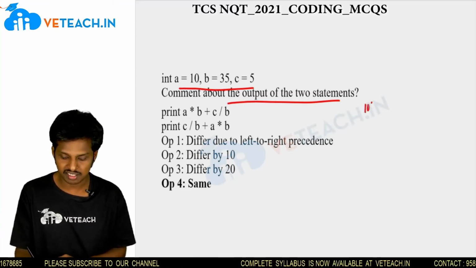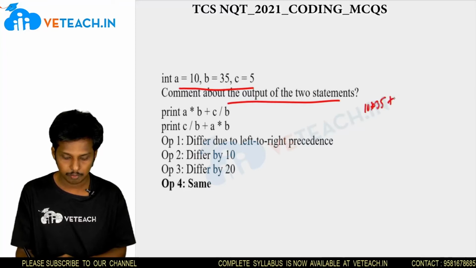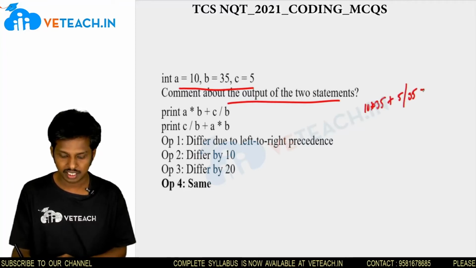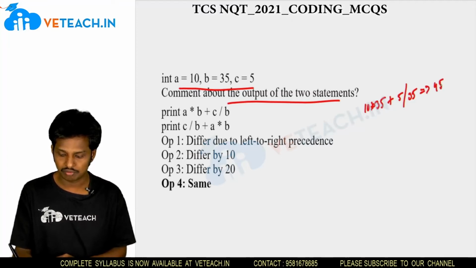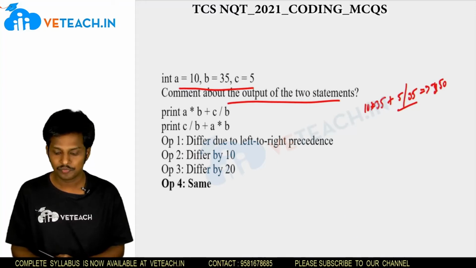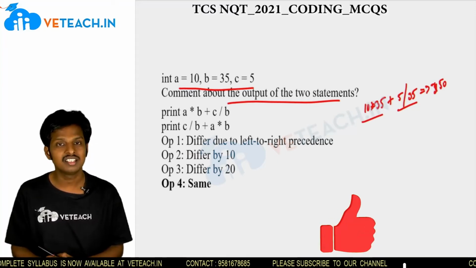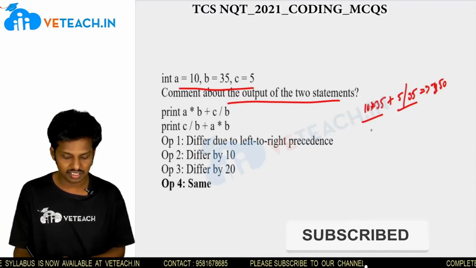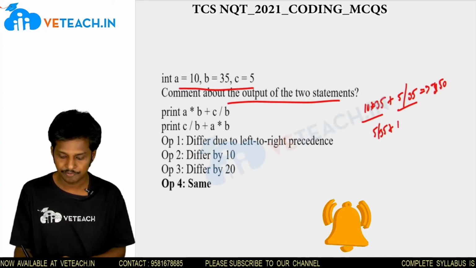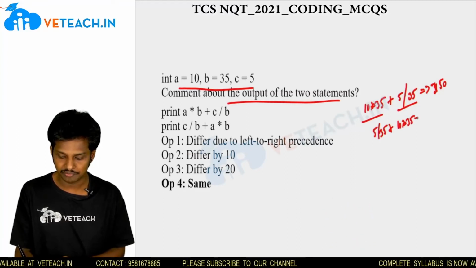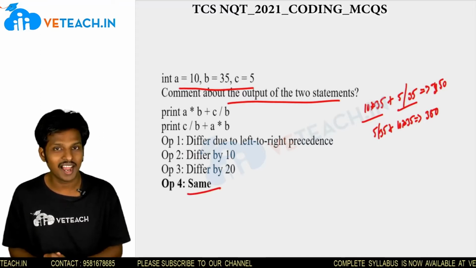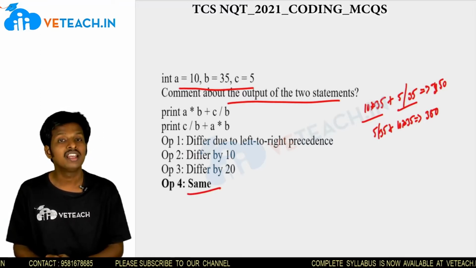A star B, 10 star 35, plus 5 by 35. This gives 350 as the answer, because 5 by 35 will be 0 and 10 star 35 is 350. And then substitute the values in the second expression. C by B is 5 by 35 plus 10 star 35. So the result will be 350. So in this case we can conclude that the answer for both the expressions is the same.